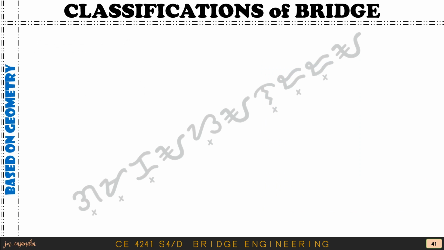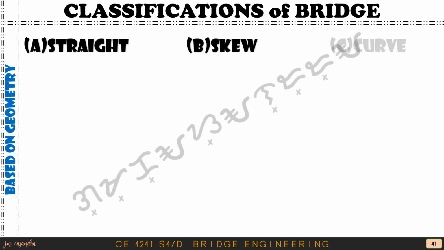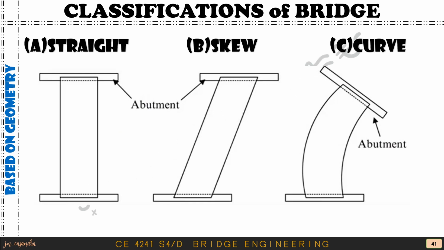Lastly, we have based on geometry. We have the straight, the skew, and the curve. A straight would have supports standing up straight. Skew is slightly angled. And the curve is curved. The most advisable among the three is the curve bridge.